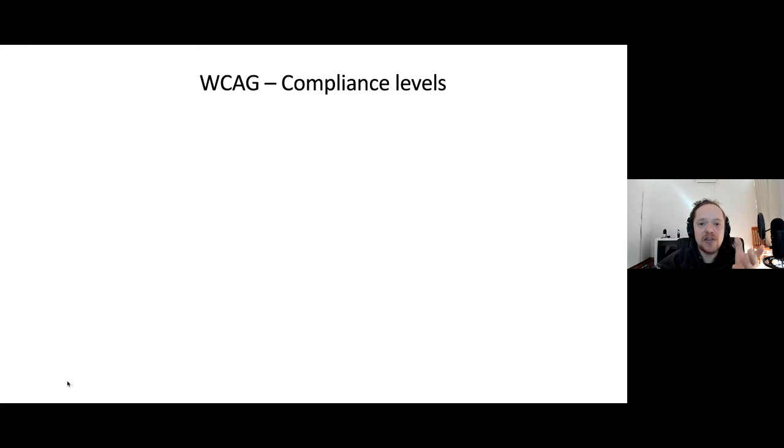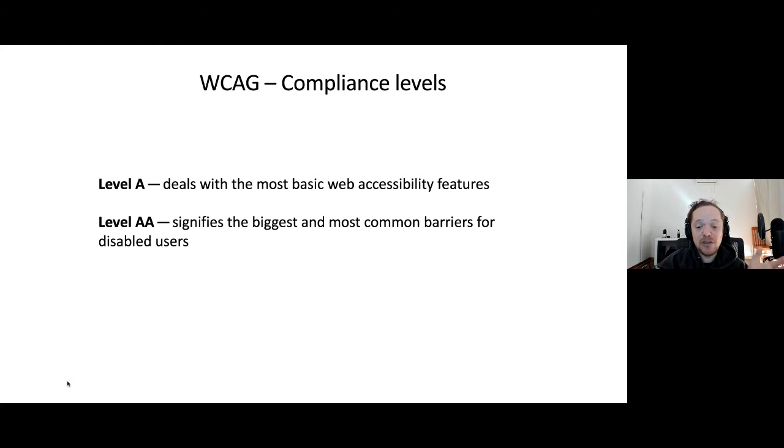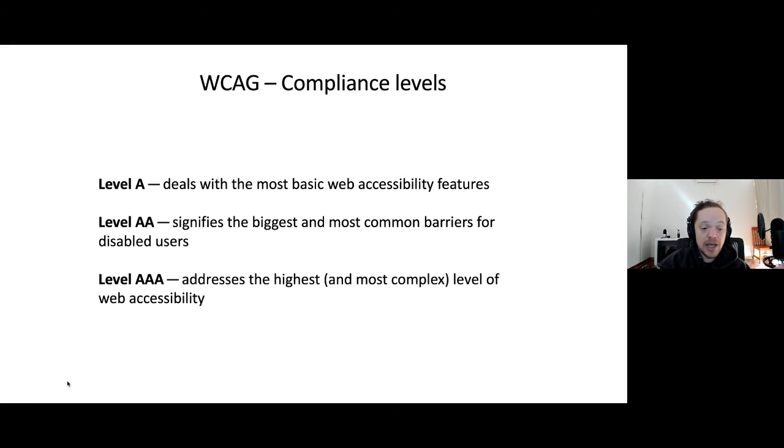So how do we not design products like that? Introducing the WCAG, the Web Content Accessibility Guidelines, which has compliance levels and principles. We're going to go through the principles and the compliance levels, and look at how we can design and test software to make sure that we are accessible. First of all, level A deals with the most basic web accessibility features, for example, creating alternative tags on images. Level AA signifies the biggest and most common barriers for disabled users, for example, captions on videos. And then level AAA addresses the highest and most complex level of web accessibility, for example, having a sign language interpreter.